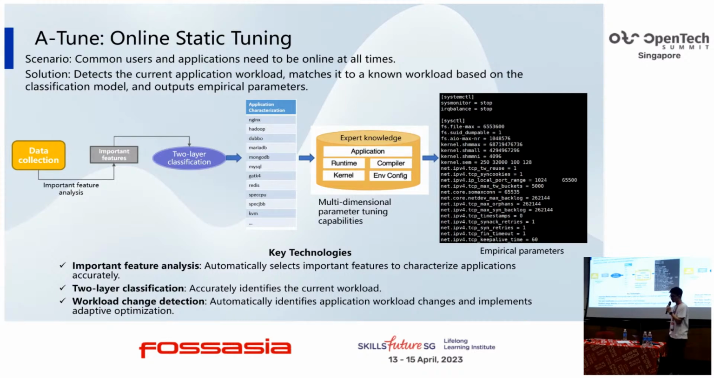The online static tuning has several key technologies. The first one is the important feature analysis. A-tune can automatically select important features to characterize applications accurately, and it can have two-layer classification, which can accurately identify the kernel workload. And the third one is the workload change detection. It can automatically identify the application workload changes and implements adaptive optimization.